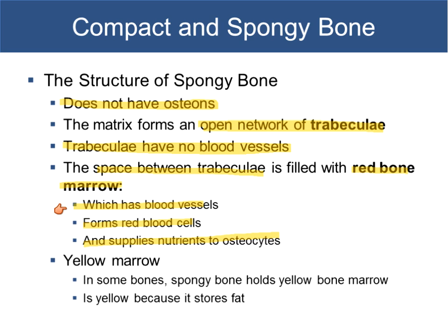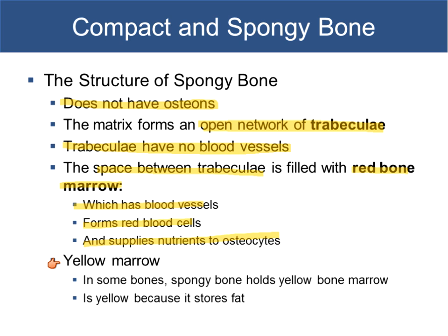It's just that the trabeculae themselves, the struts of the spongy bone, unlike compact bone where we had the blood vessels coming up through that central canal, don't have a direct blood supply. But surrounding it, in those spaces filling that lattice work of spongy bone, you do have blood vessels.